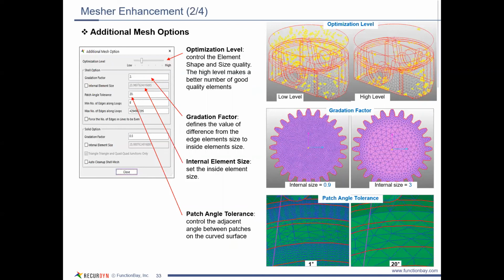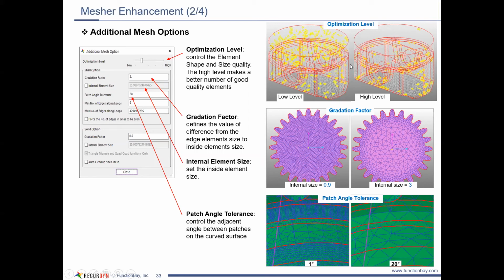Some additional meshing options. This is an entire dialog box, and we're going to go over 2 different slides here to cover all the different capabilities. But basically, you can go into this additional mesh option dialog box. First thing on the top is optimization level. And what that's all about is actually the element quality. And so this optimization is, as it says here in the labels, controlling both the element shape and size.